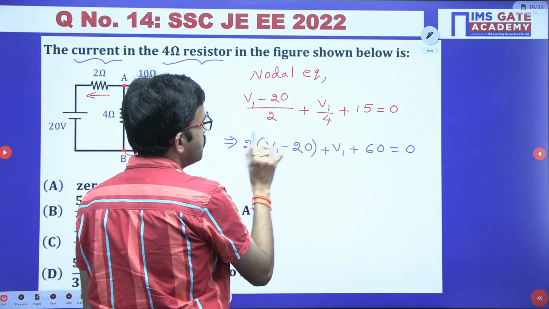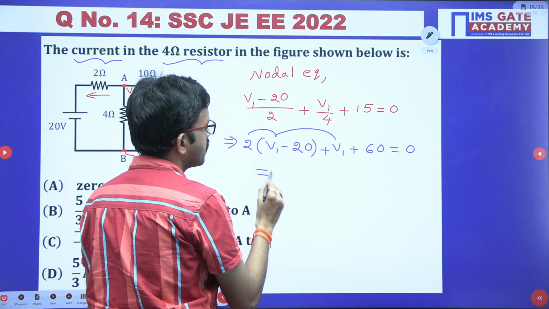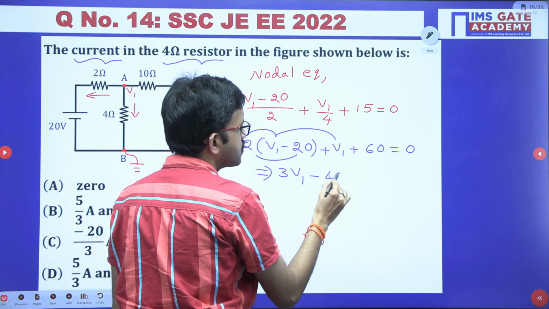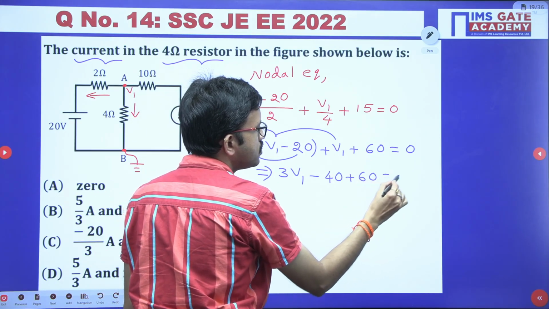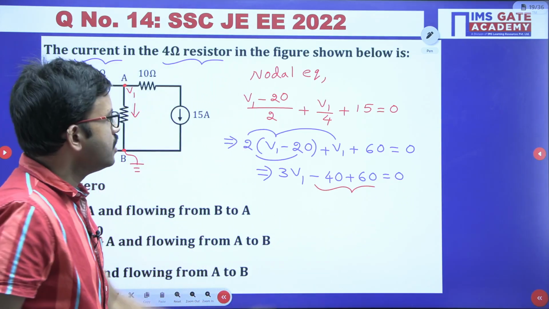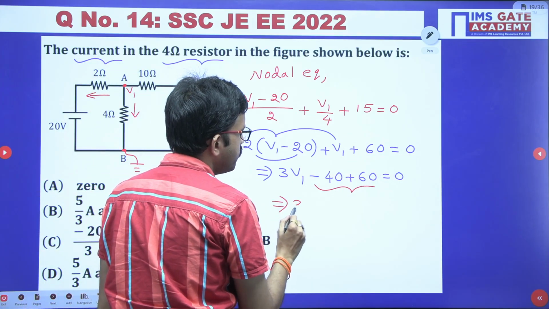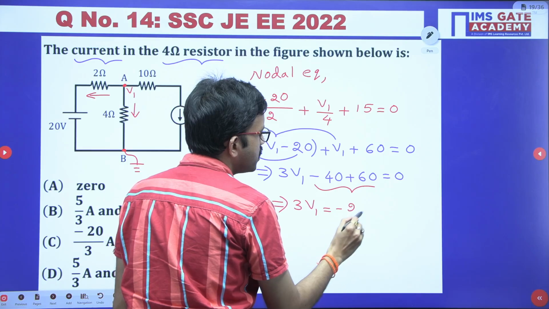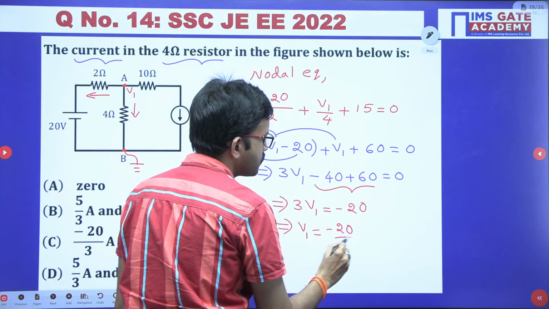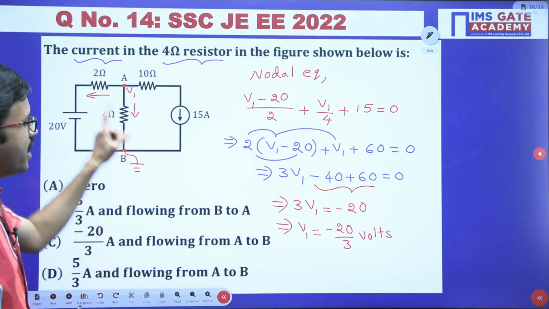Now you can do simplification. 2V1 plus V1, that is nothing but 3V1. Next, minus 40 plus 60 equals 0. So 60 minus 40 is nothing but 20. If you bring 20 to the right hand side, it will become negative. So from here you are getting 3V1 equals minus 20, so V1 equals minus 20 by 3. Units are volts. V1 value we are getting negative.